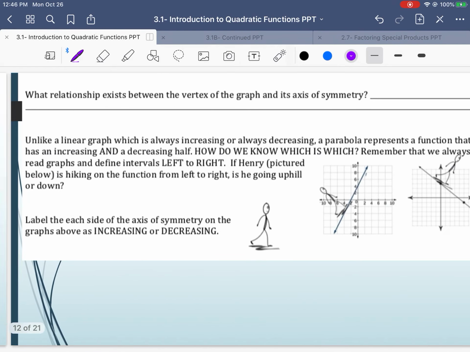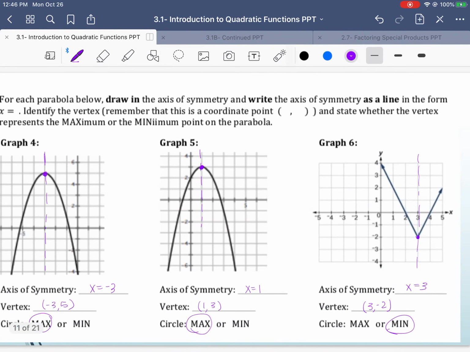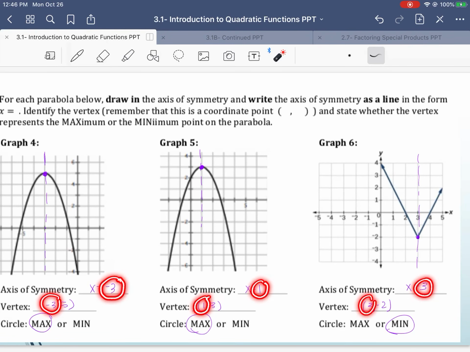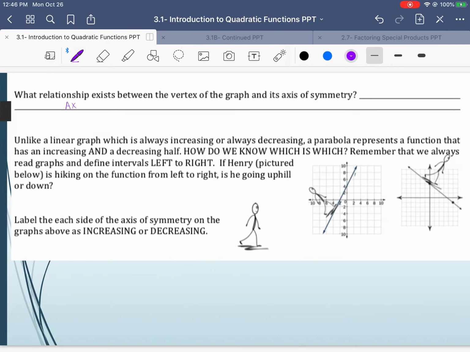Different rates of change. What relationship exists between the vertex of the graph and its axis of symmetry? You'll notice here that the axis of symmetry is always the x value of the vertex. Because it's cutting it in half and the vertex represents that point where it changes, it's always going to pass through that vertex. So we can find that pretty quickly from vertex form and other things. Again, if I want to find the axis of symmetry, I just need to know where the vertex is, because it's always x is equal to, and then the x value of the vertex.